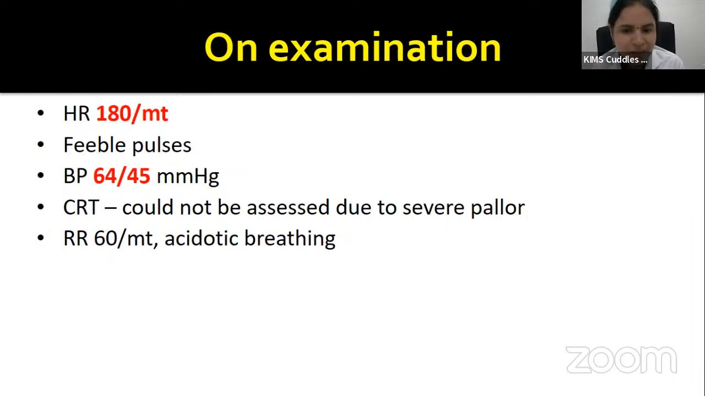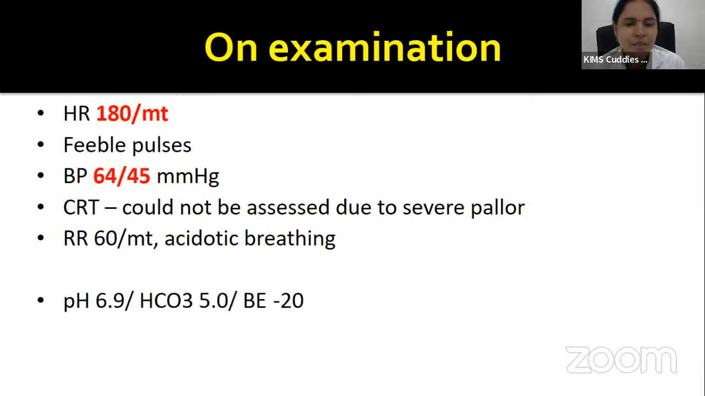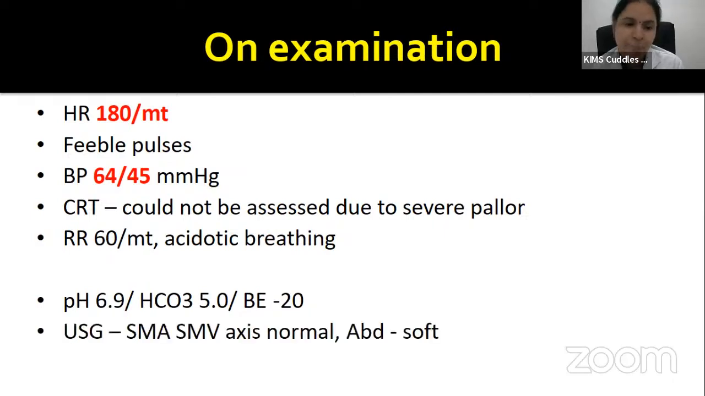The CRT could not be assessed because the baby was severely pale. Respiratory rate was 60, but the baby had acidotic breathing. And when we got a blood gas, the baby did have significant metabolic acidosis with pH of 6.9 and base excess of -20. So why is this baby having severe metabolic acidosis, compensated shock with tachycardia and severe lower GI bleeding?